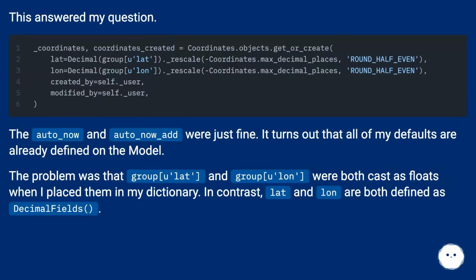This answered my question. The auto_now and auto_now_add were just fine. It turns out that all of my defaults are already defined on the model. The problem was that group_lat and group_lon were both cast as floats when I placed them in my dictionary. In contrast, lat and lon are both defined as decimal fields.